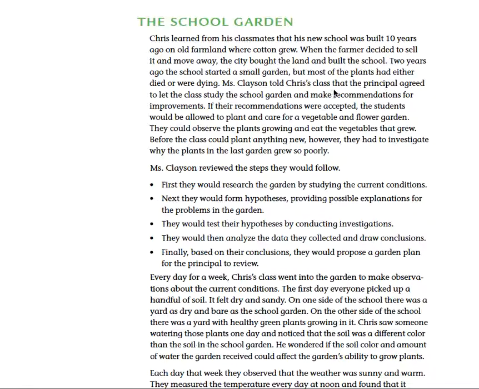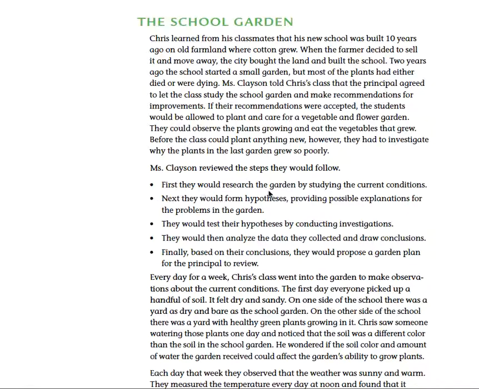Miss Clayson told Chris's class that the principal agreed to let the class study the school garden and make recommendations for improvements. If the recommendations were accepted, the students would be allowed to plant and care for a vegetable and flower garden. They could observe the plants growing and eat the vegetables that grew. Before the class could plant anything new, however, they had to investigate why the plants in the garden grew so poorly. Miss Clayson reviewed the steps they would follow.